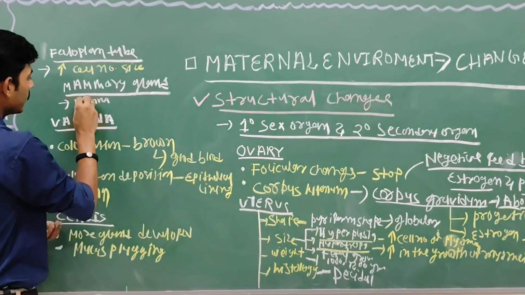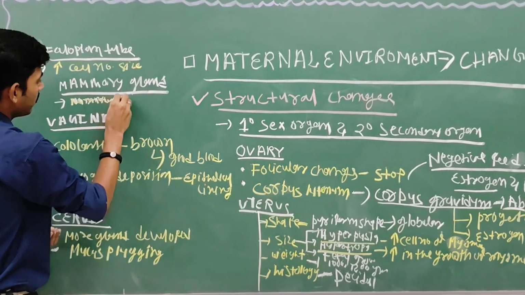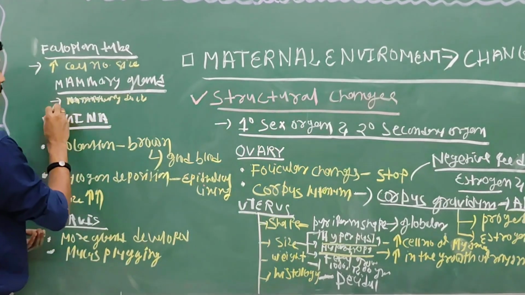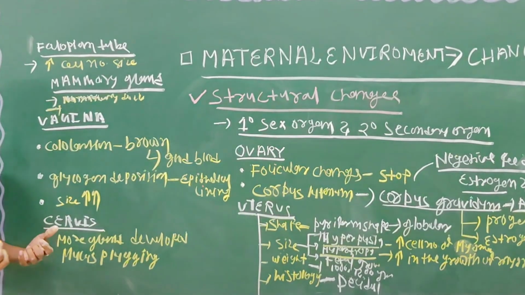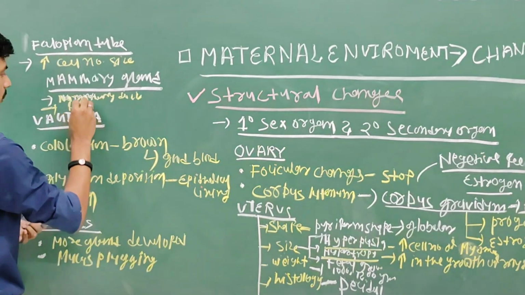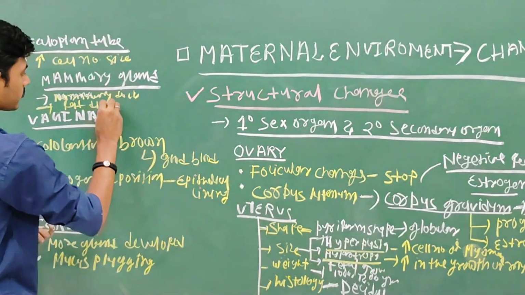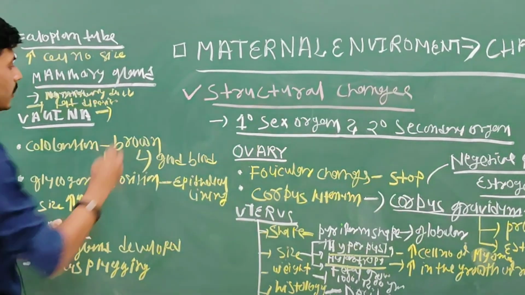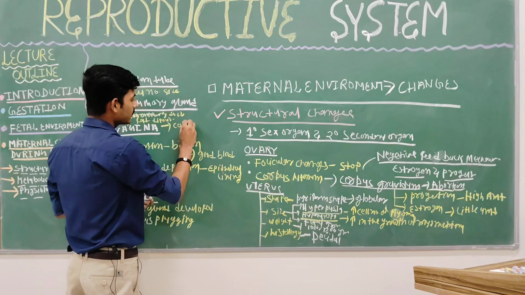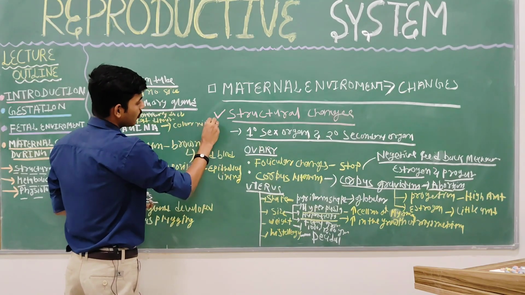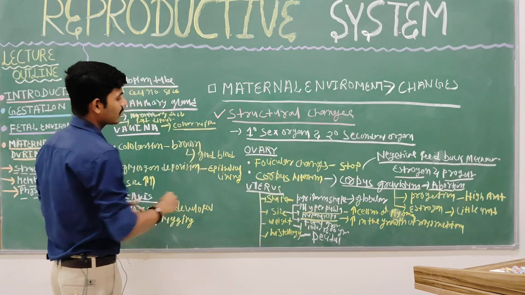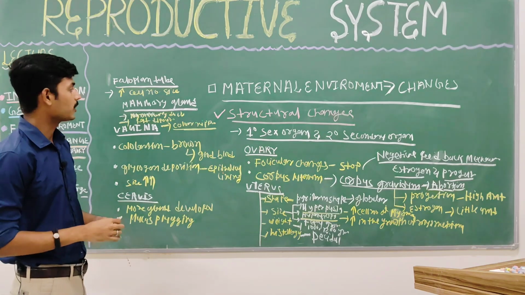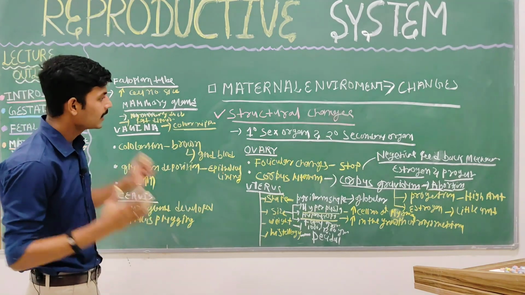Mammary ducts. There will be an enlargement in the size of the breast due to fat deposition. Then there will be changes in the color of the nipple. So these are all preparatory for breastfeeding. These changes are necessary.